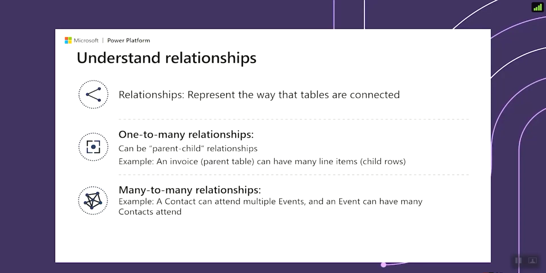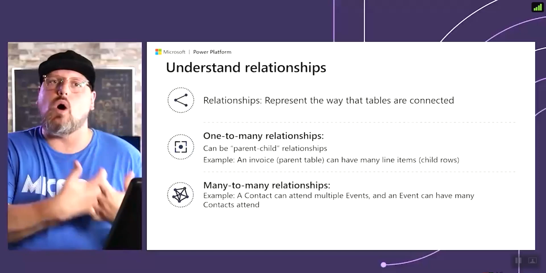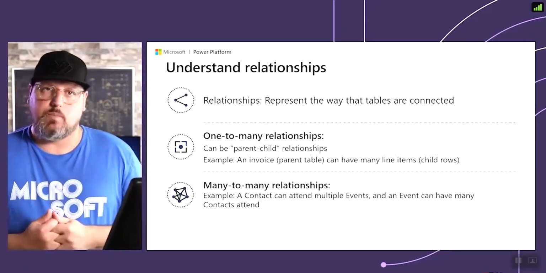So you have an invoice that can be the parent table, and then each line item of that invoice will be a child item. It can be the same thing with an account and a contact, or a project and tasks. All of those things are one-to-many relationships.